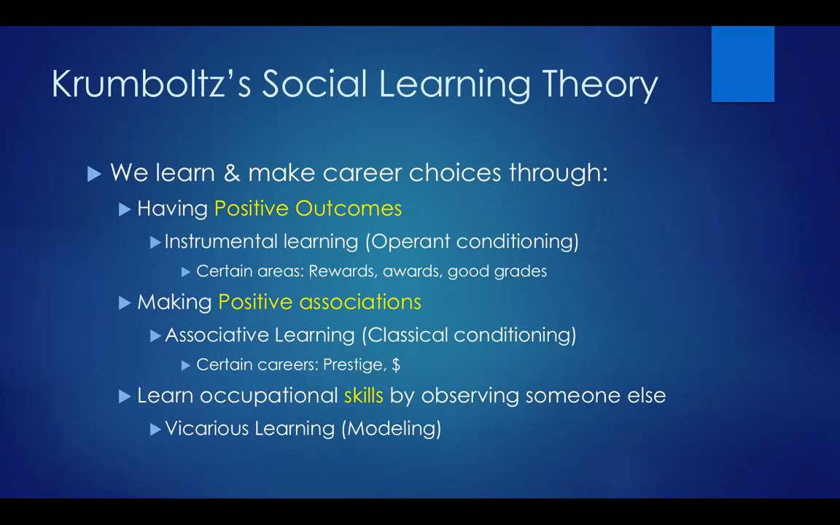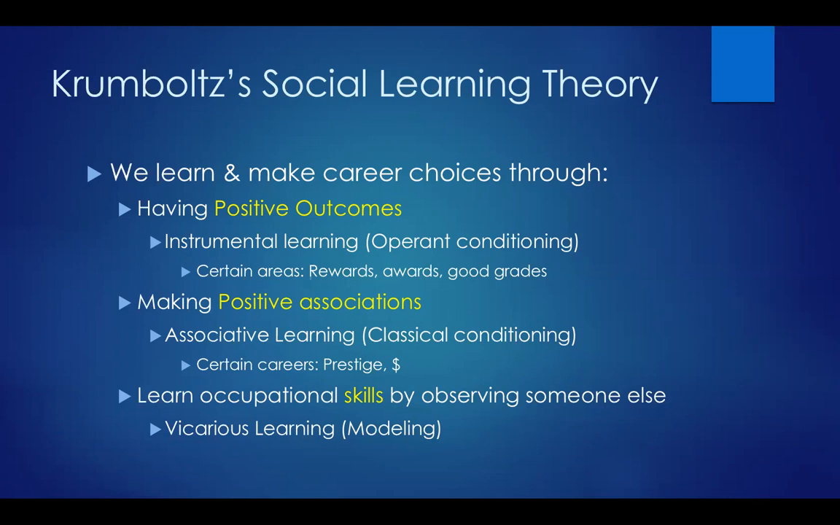So the first is having positive outcomes. And this is where we are being rewarded, we're getting awards, good grades, etc. And these impact our career choices. And as you know, reinforcement, positive reinforcement, is a form of operant conditioning or instrumental learning. And so imagine someone who is going through school and they start noticing that they're getting A's and B's in math and science, and they're getting C's and B's in art.